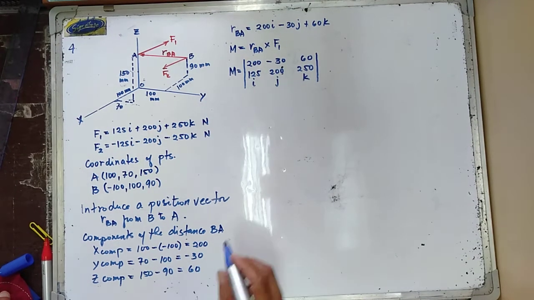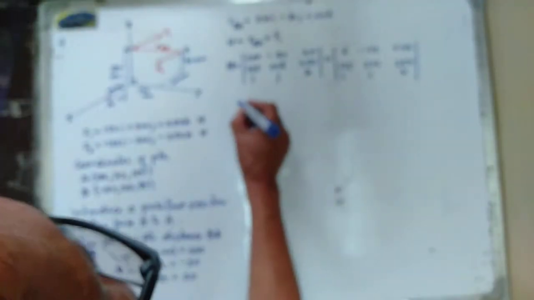This is just the same as, okay, 200 mm is 0.2 meters, and then we have 125. We have negative 0.03 meter, and this one is 200, and that is 0.06 meter, and that one is 250. So i, j, and k. Let's try to reduce this one.